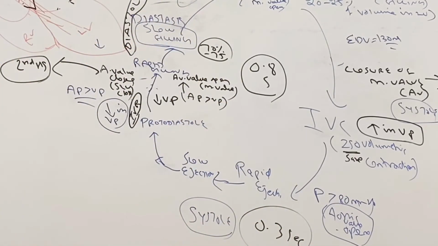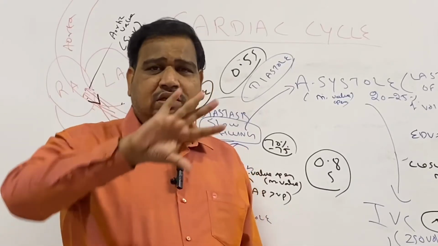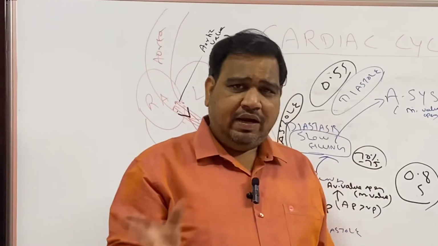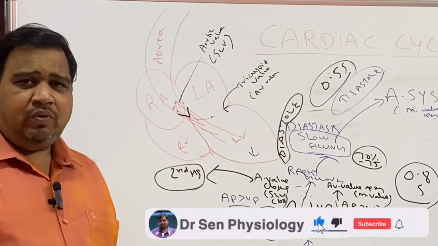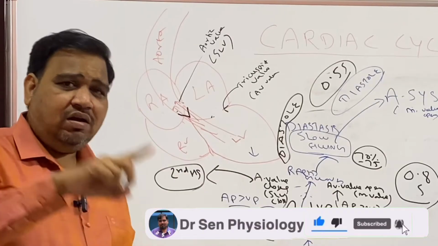So for summary, the cardiac cycle is the sequence of electrical and mechanical events that occurs from one beat to the next beat. Then I discussed the relation between cardiac cycle and heart rate.